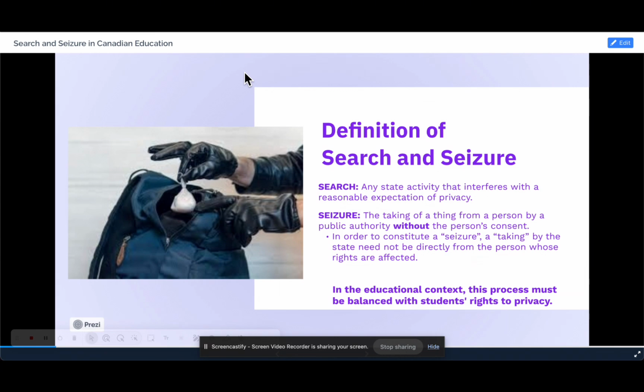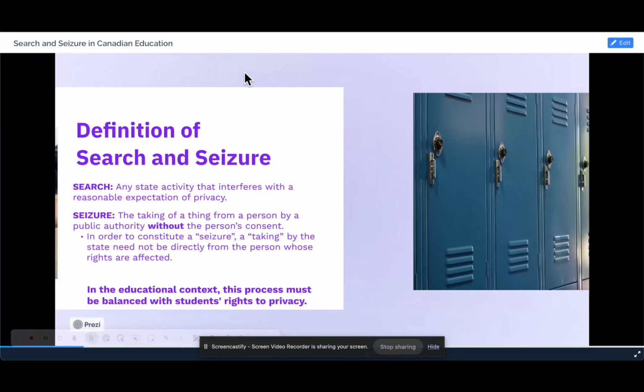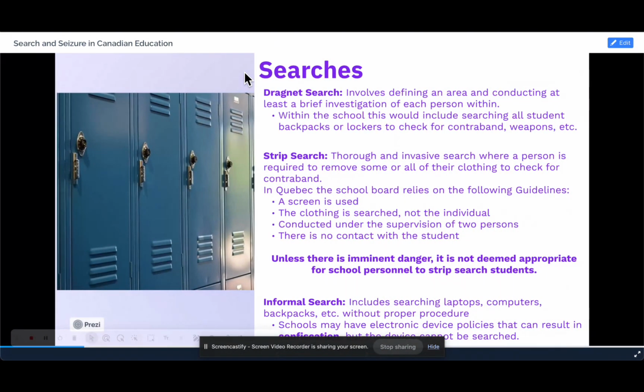Of course, within an educational context, the process of search and seizure must be balanced with students' rights to privacy. There are three main types of searches that we'll be talking about today. So that's dragnets, strip searches, and informal searches.